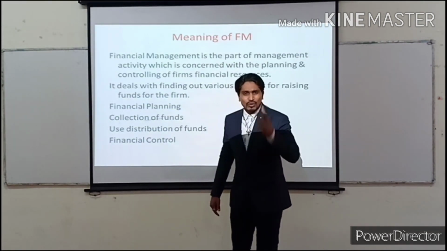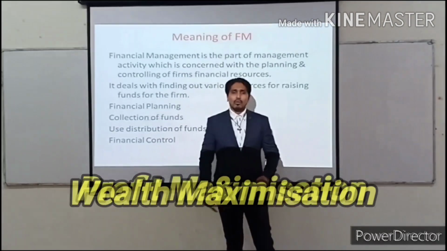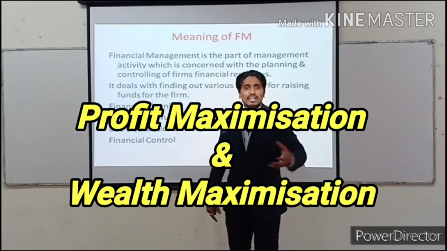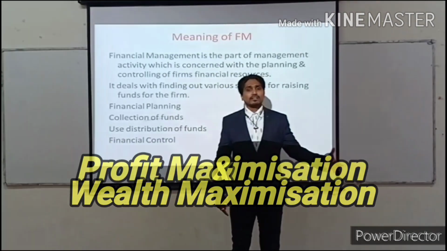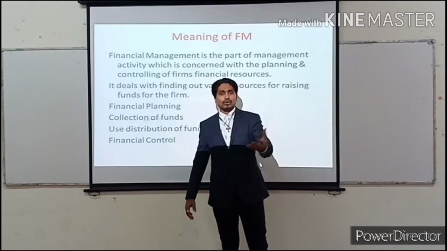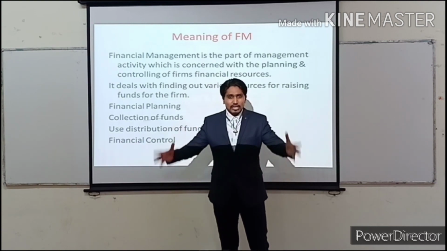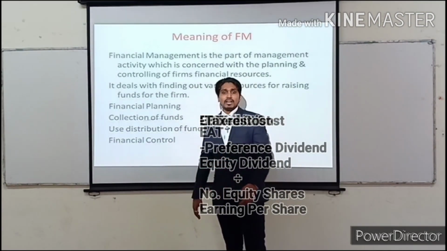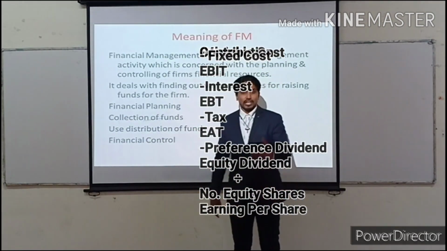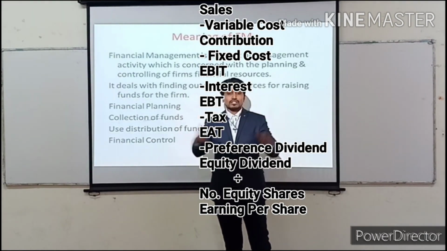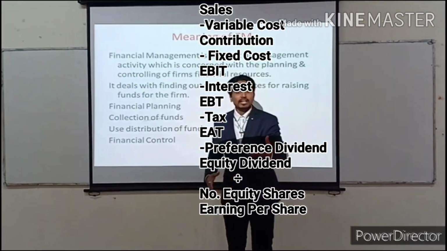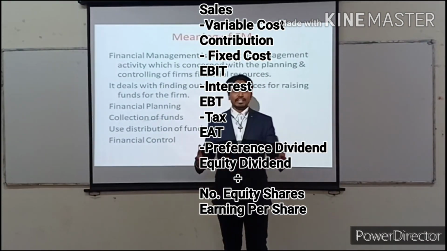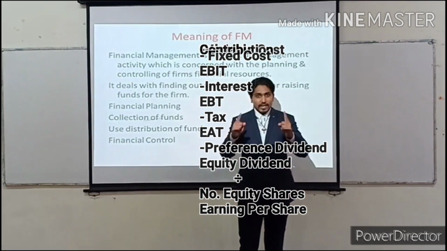There are two objectives. One is profit maximization and another one is wealth maximization. The profit maximization objective has certain limitations, whereas wealth maximization also has some limitations. Both objectives lead to profit maximization. More concentration is on wealth maximization because it is directly related to the shareholders. Sales minus variable cost, contribution minus fixed cost, EBIT, less interest, EBT, less tax, EAT, less preference dividend, equity dividend, divided by number of equity shares, earning per share.